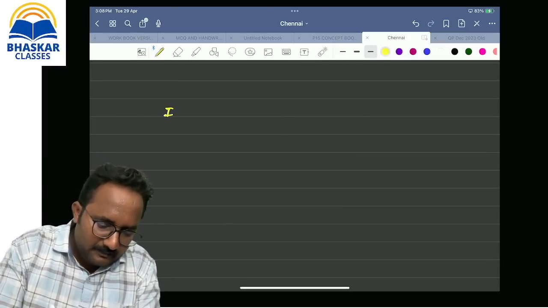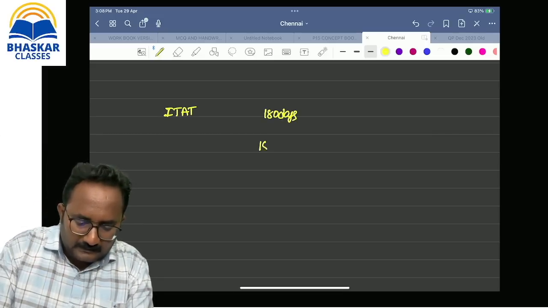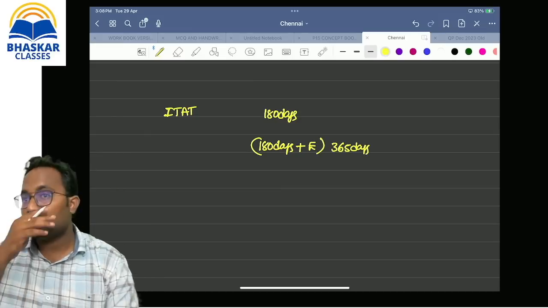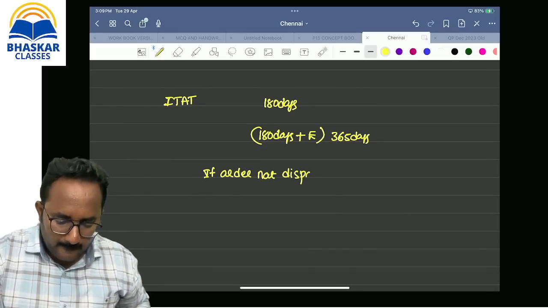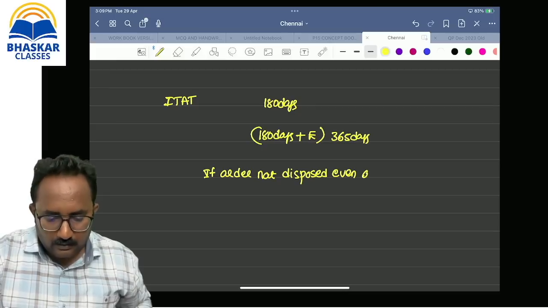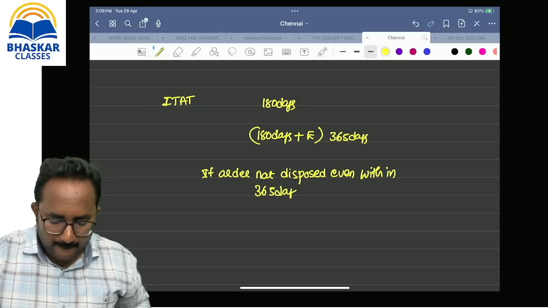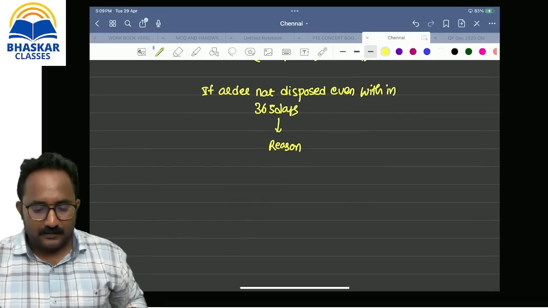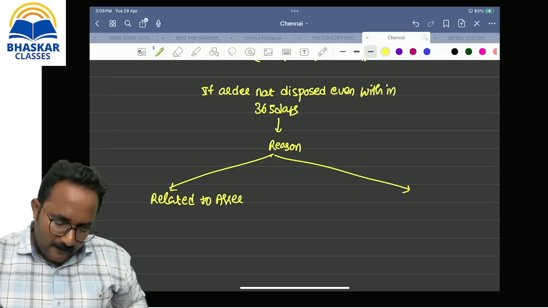Yes, ma. Initially, ITAT can give how many days, ma? 180 days. It can be extended by how many days, ma? Extension to 365 days. Now, if the order is not disposed within 365 days, then you have to find out the reason. Why was that order not disposed within 365 days? The reason is related to whom, ma? The assessee. If the reason is related to the assessee, then is the stay vacated or continued, ma?